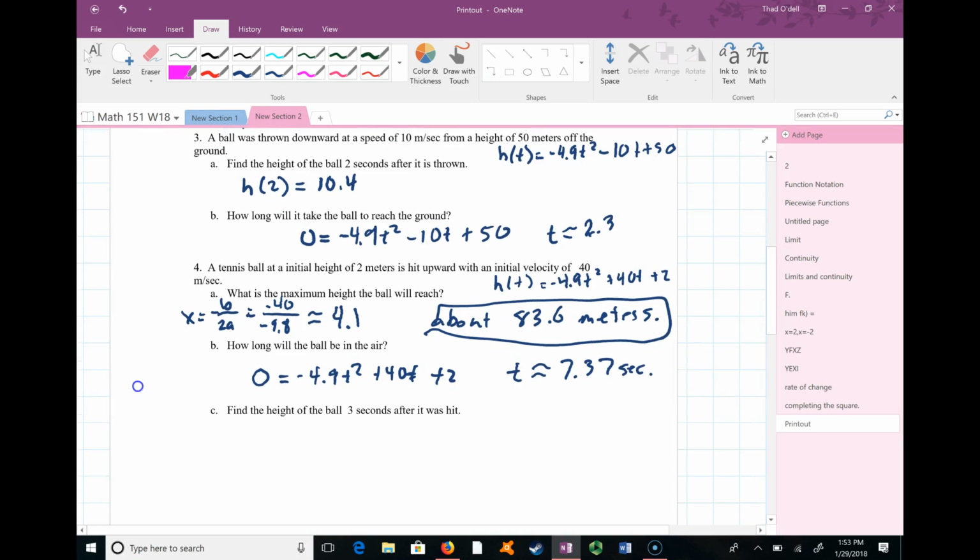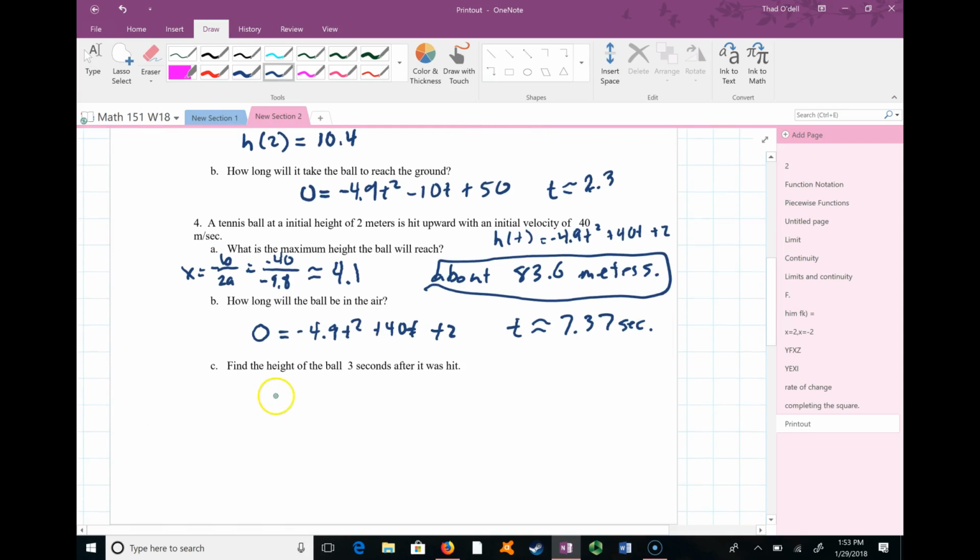And finally, find the height of the ball 3 seconds after it's hit. That's merely just plugging 3 into the equation. And if you calculate, you end up with 77.9 meters. Notice that is pretty close to the maximum, which shouldn't be surprising because we're only a second away from reaching the maximum, approximately. So that kind of makes sense there.